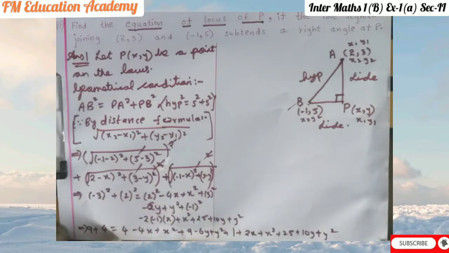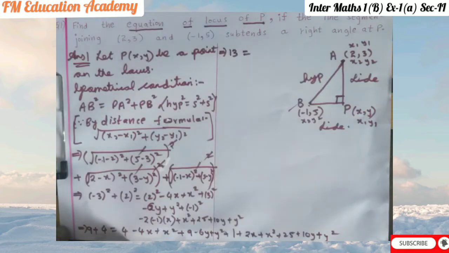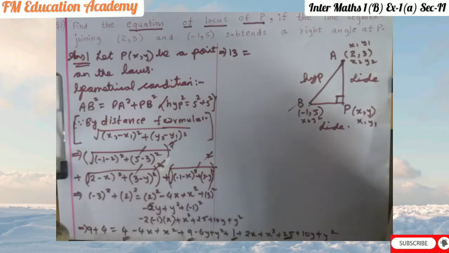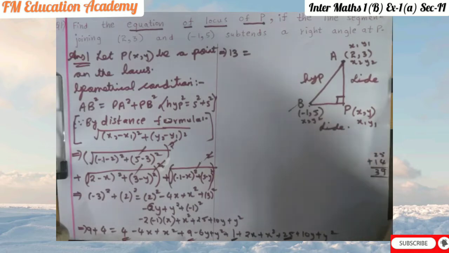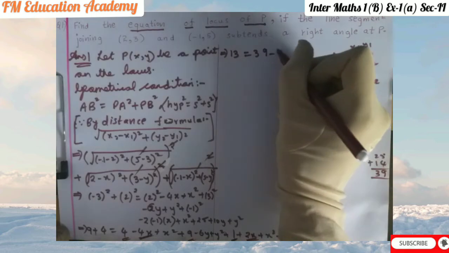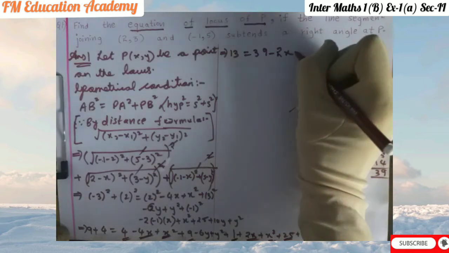From this step only we wrote this step. Okay. Now 9 plus 4 is 13, equals to, how many numbers we have? 4 plus 9 is 13. 13 plus 1 is 14. 14 plus 25 is 39. So 39, and here we have how many x terms? Minus 4x plus 2x will give us minus 2x, and how many x squares we have? X square plus x square is 2x square.